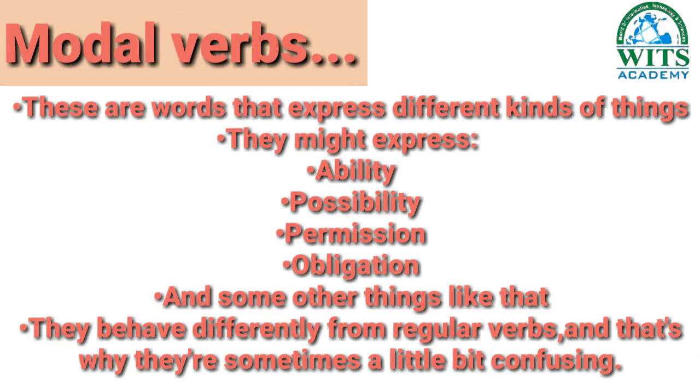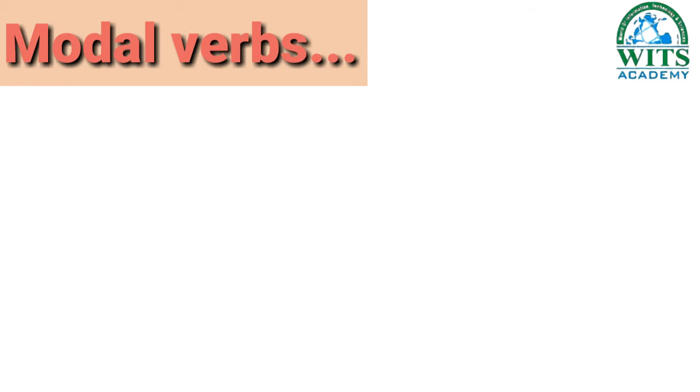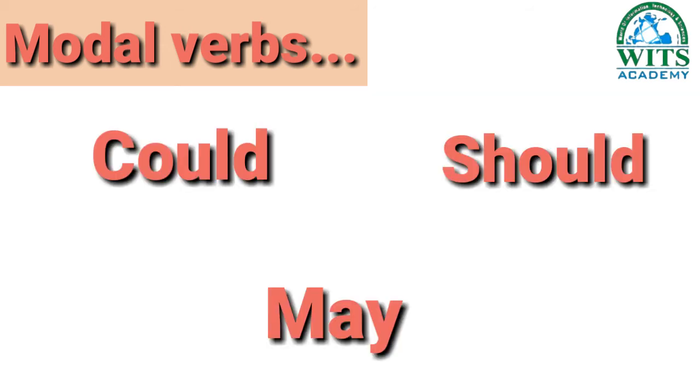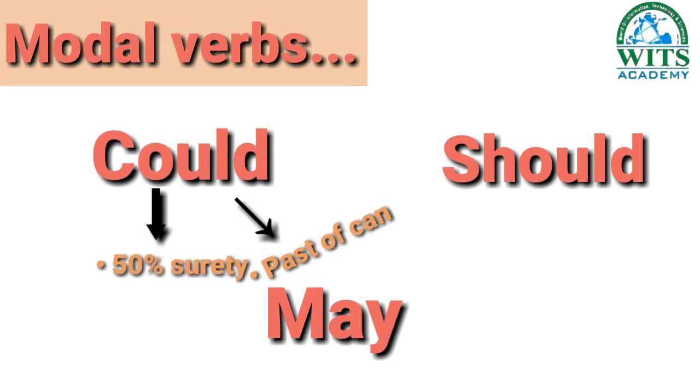So these are words that express different kinds of things. For example, they might express ability, possibility, permission, obligation, okay, and some other things like that. And they behave differently from regular verbs, and that's why they are sometimes a little bit confusing. So let's look at some modal verbs. Could, should, and may are today's modal verbs to study.